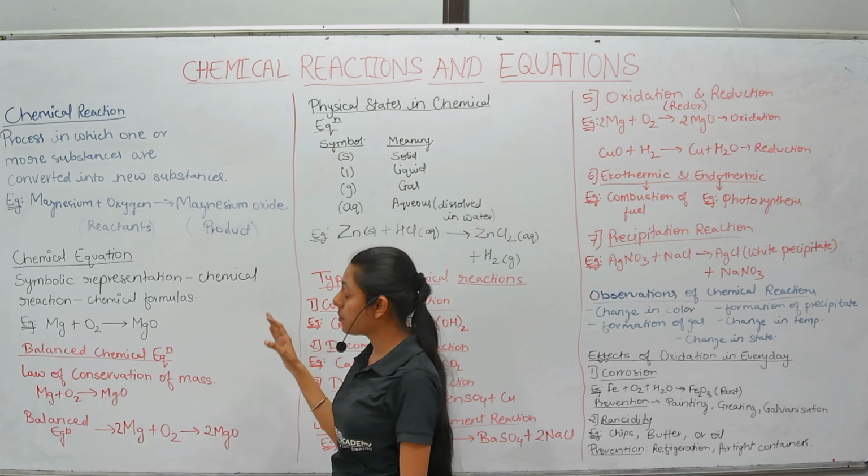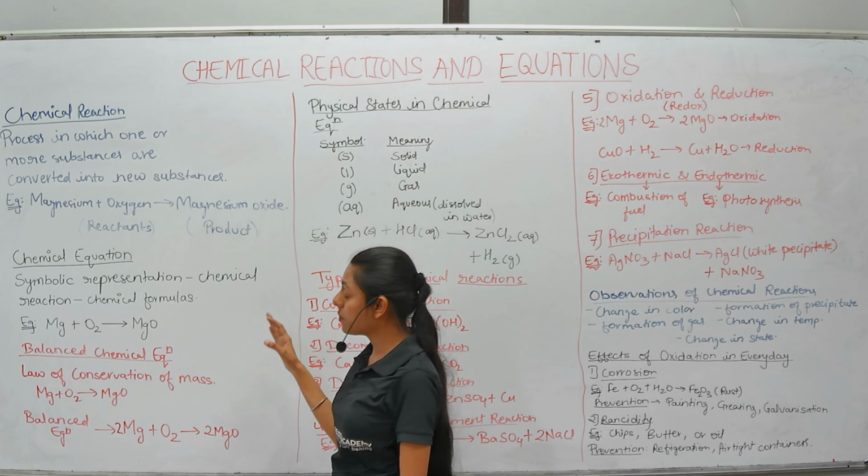Next is the precipitation reaction. In a precipitation reaction a new substance is formed which is insoluble, that is, it doesn't dissolve in the solution. The example here is silver nitrate plus sodium chloride will give silver chloride, which is a white precipitate, plus sodium nitrate. The insoluble substance which doesn't dissolve in the solution is called a precipitate.